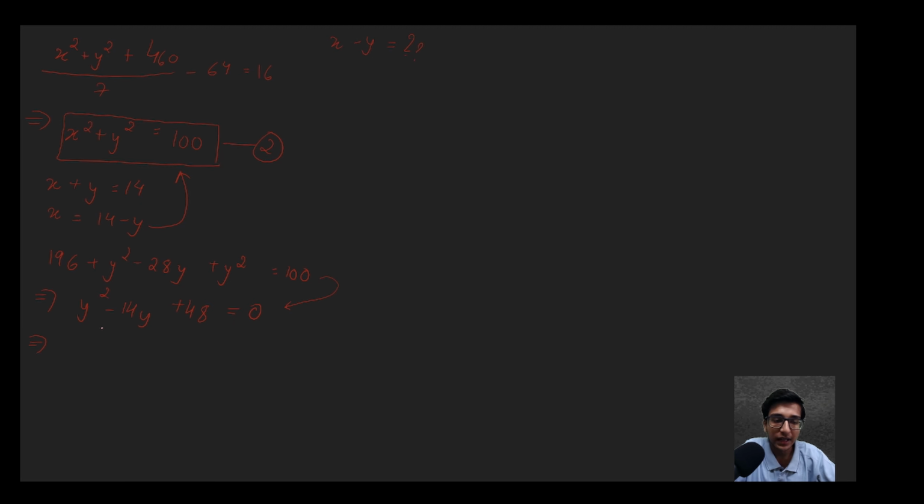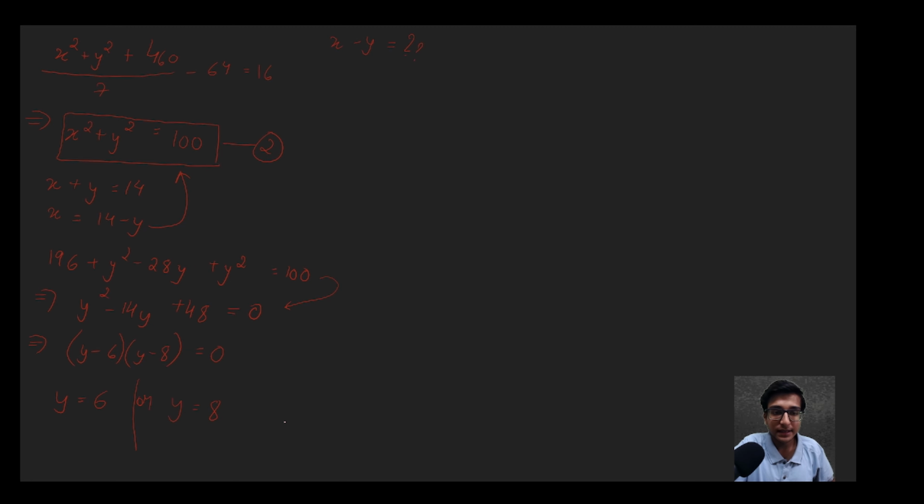Now you can solve it either through the factorization method or using the solution of a quadratic equation. However, by looking at it, you can make out that y minus 6 and y minus 8, these two would be the factors of this quadratic equation. That means we've got the value of y to be either 6 or 8. That means we need to find out the absolute differences for both these things.